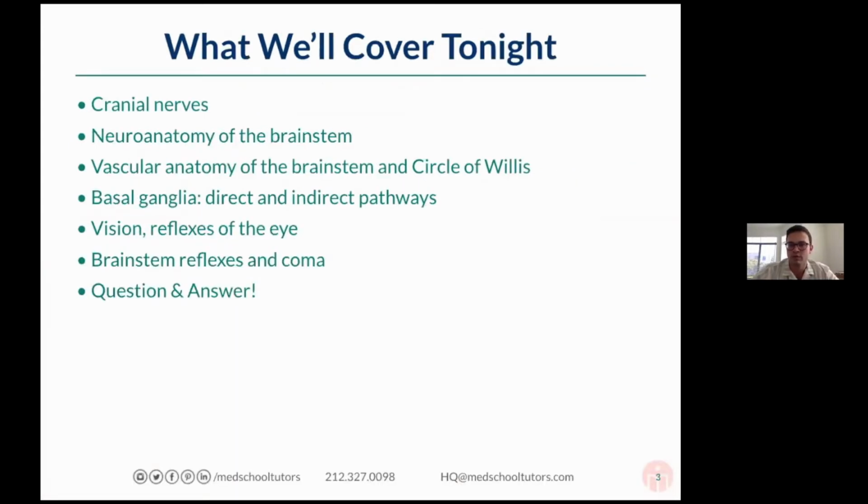So our agenda for tonight, I will cover some cranial nerves, some neuroanatomy of the brainstem, and try and really boil it down to what I will call a minimalist approach to neuroanatomy of the brainstem that you can take with you on test day. We'll go over some of the vasculature, which will help you with some of the stroke syndromes. I will attempt to simplify the basal ganglia, and then I'll go over some quick things on vision and how the eyes feed into some of these mechanisms. And then we'll just round out the brainstem reflexes and talk quickly about coma and posturing as well.